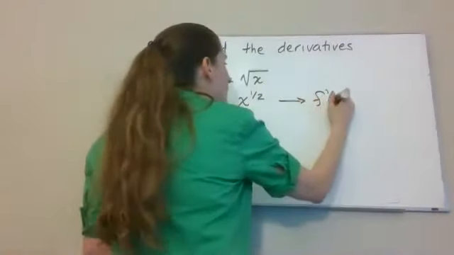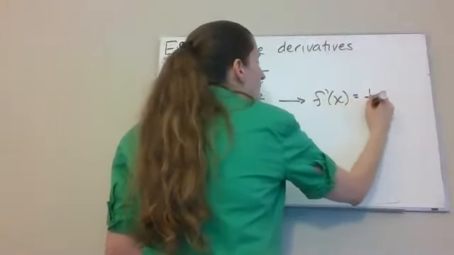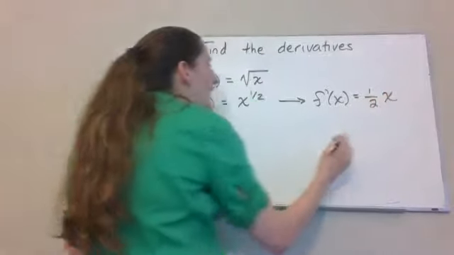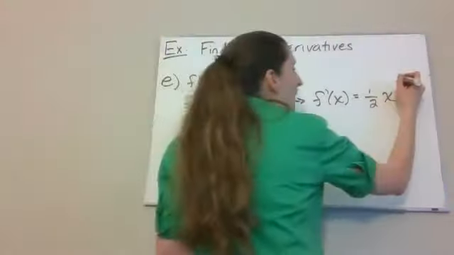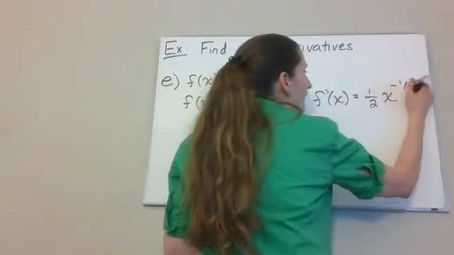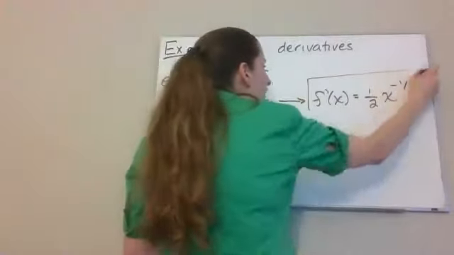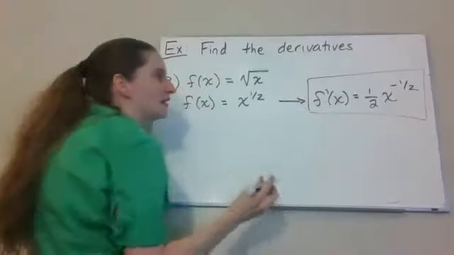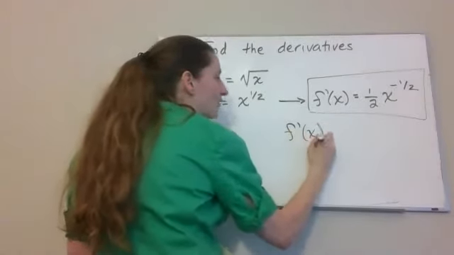Using my power rule, the 1/2 gets to come down, and then my x has a new power, which is 1 smaller. 1/2 minus 1 is -1/2. So this is technically the answer, but I'm going to rewrite it a little bit just to show you it's the same thing we got in our last video.